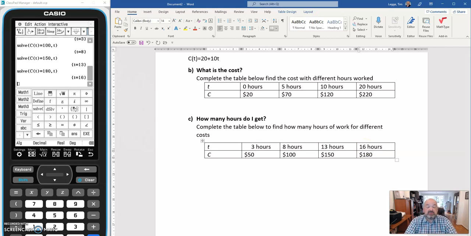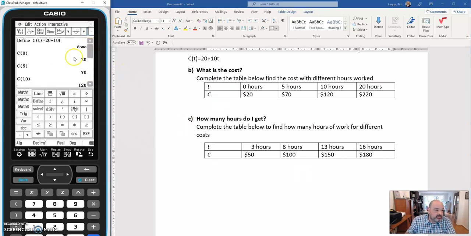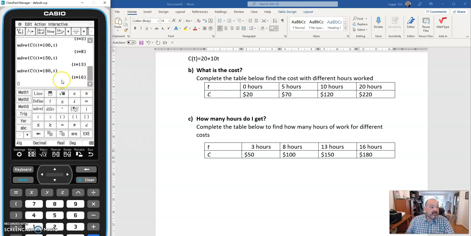So, we've learned how to define functions. We used the define button in the Math 3 window. We defined our function. Then we can use that function to find the output for different inputs. In this case, it was the cost for different hours. And then we can combine the solve function with our newly defined function to work out what input must have been to deliver a certain output. In this case, how many hours must have been worked to deliver a certain amount of cost.